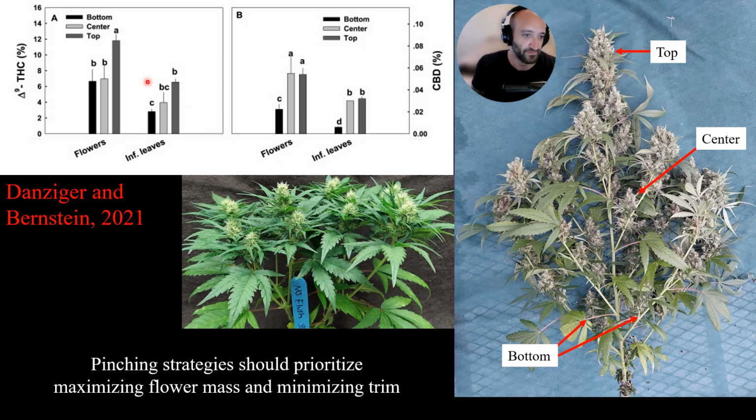Now, what's interesting is that if you also compare that with the inflorescence leaves, the inflorescence leaves at the top of the plant have just as much THC in them as flowers at the bottom and center positions. That's really interesting. And so it's a good thing to think about of why these extra pinches are so important. You're trying to eliminate these flowers that are in the bottom and center part of the canopy and get as many as you can in the top part.